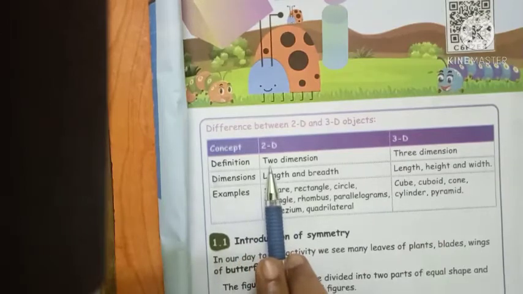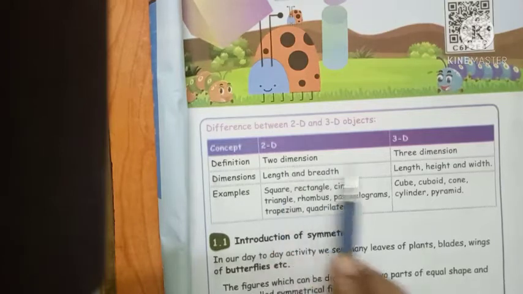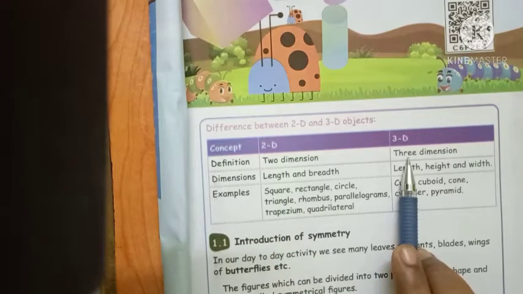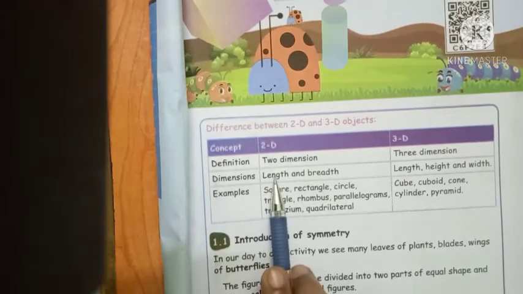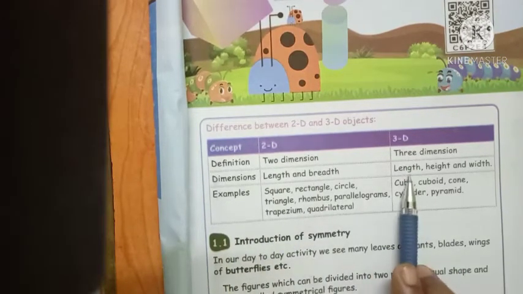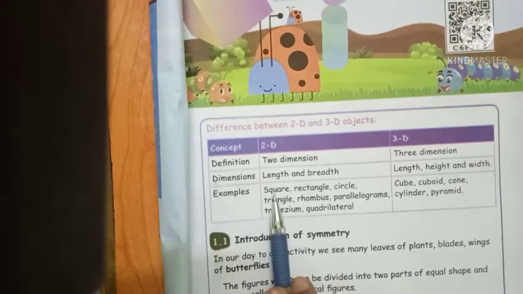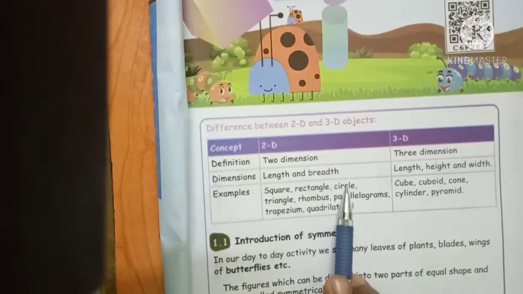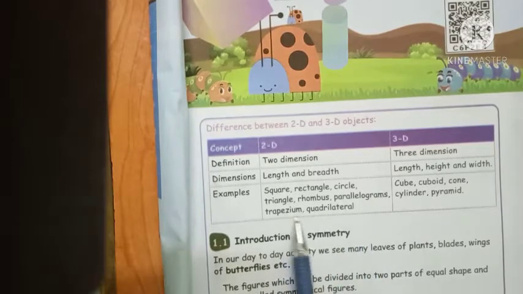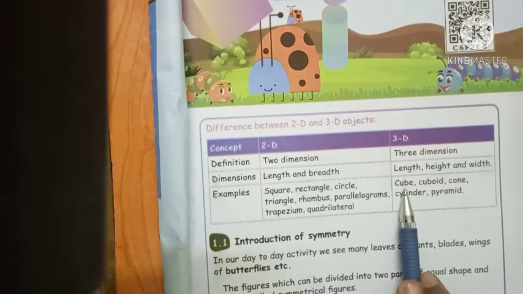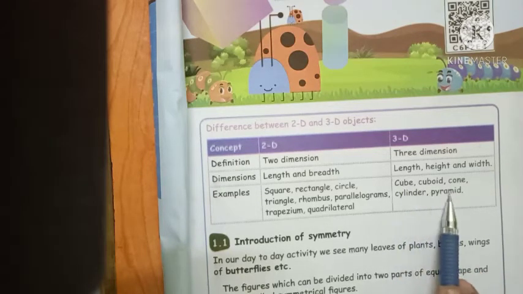The definition of 2D is a square shape, so two-dimensional. 3D is a cube, cuboid, so three-dimensional. Dimension here means length and breadth. This one means length, height, width. Examples of 2D: square, rectangle, circle, triangle, rhombus, parallelogram, trapezium, quadrangle. Here the 3D shapes: cube, cuboid, cone, cylinder, pyramid.